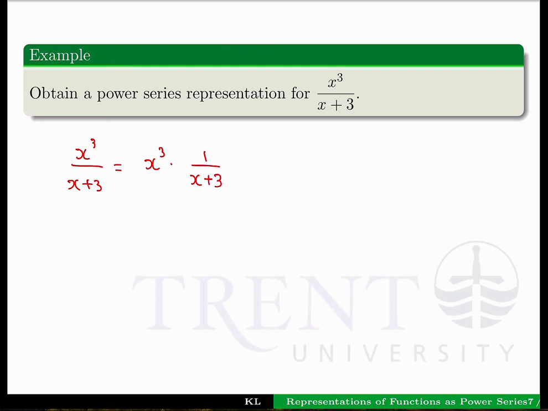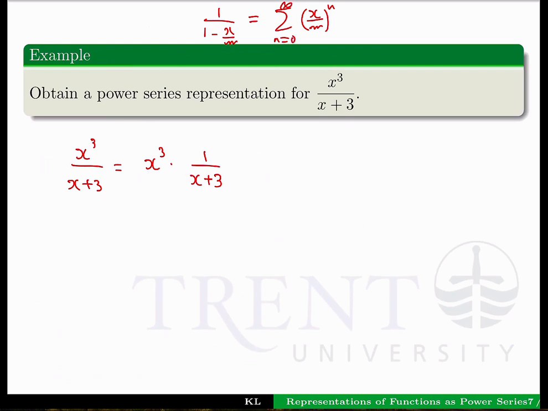If we want 0 to be our center, so that we can multiply this x cubed inside the summation, then we are forced to factor out the 3 here so that we can rewrite it in the form 1 over 1 minus x over something, sum of x over something to the n from 0 to plus infinity.